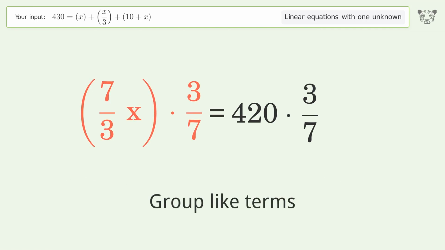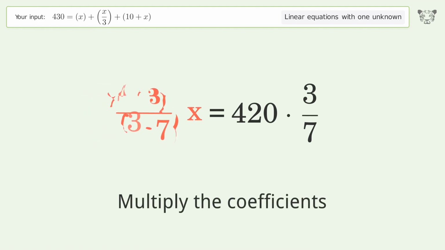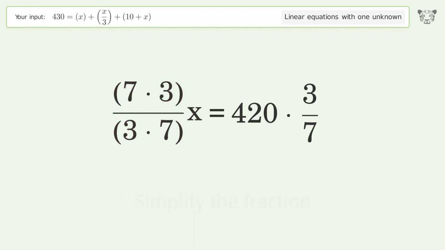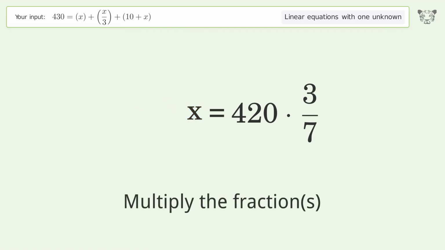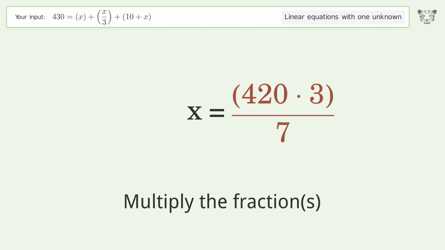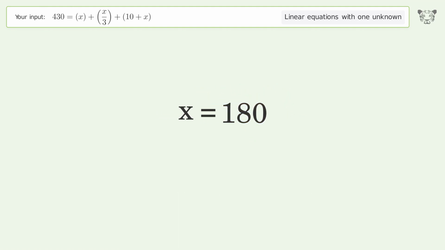Group like terms. Multiply the coefficients. Simplify the fraction. Multiply the fractions. Simplify the arithmetic. And so the final result is x equals 180.